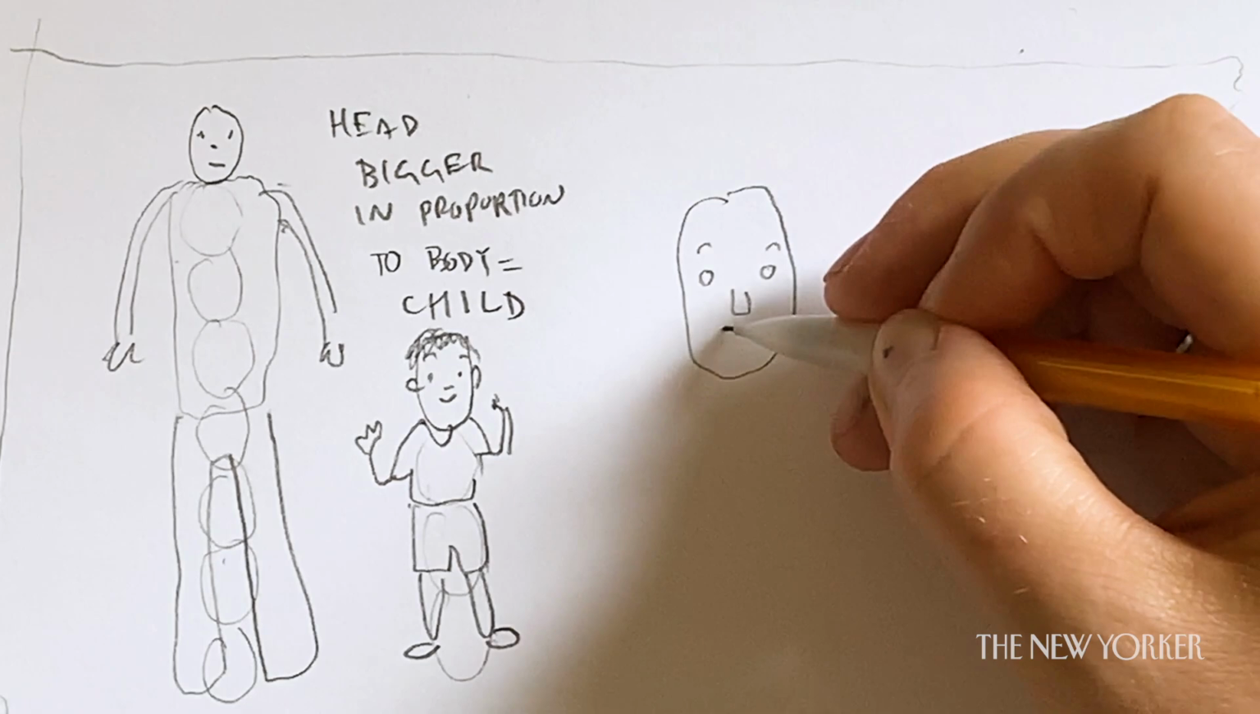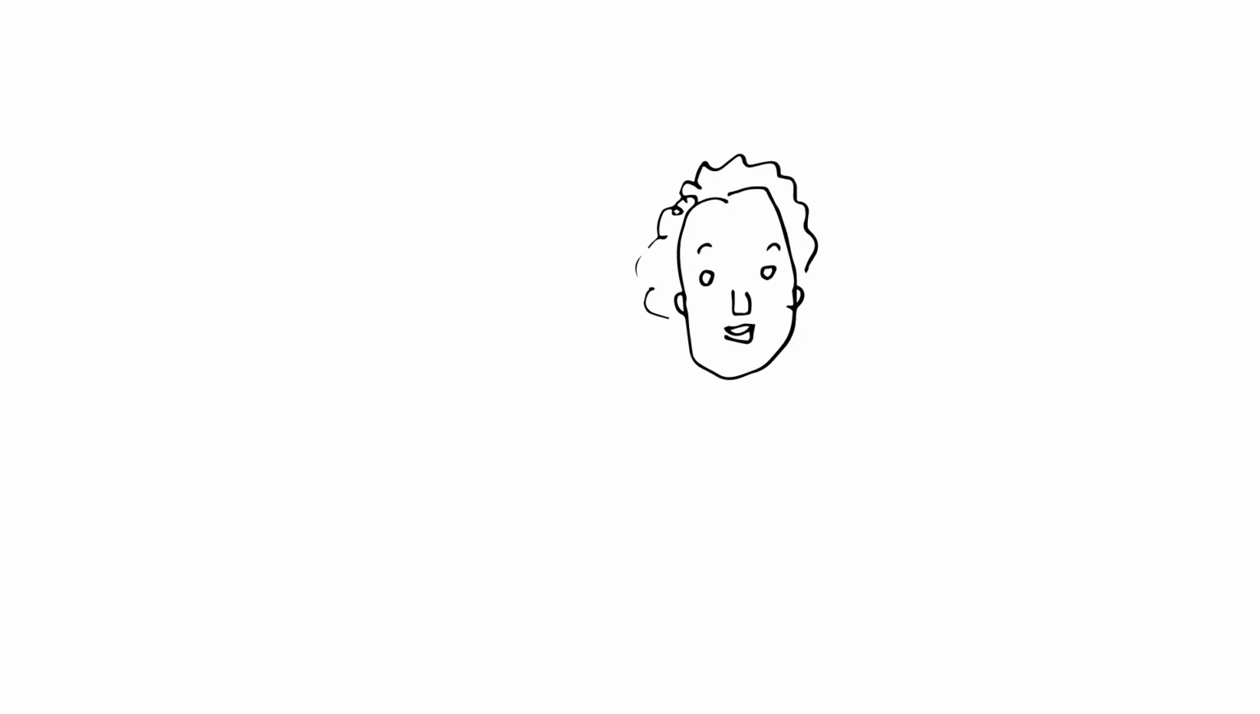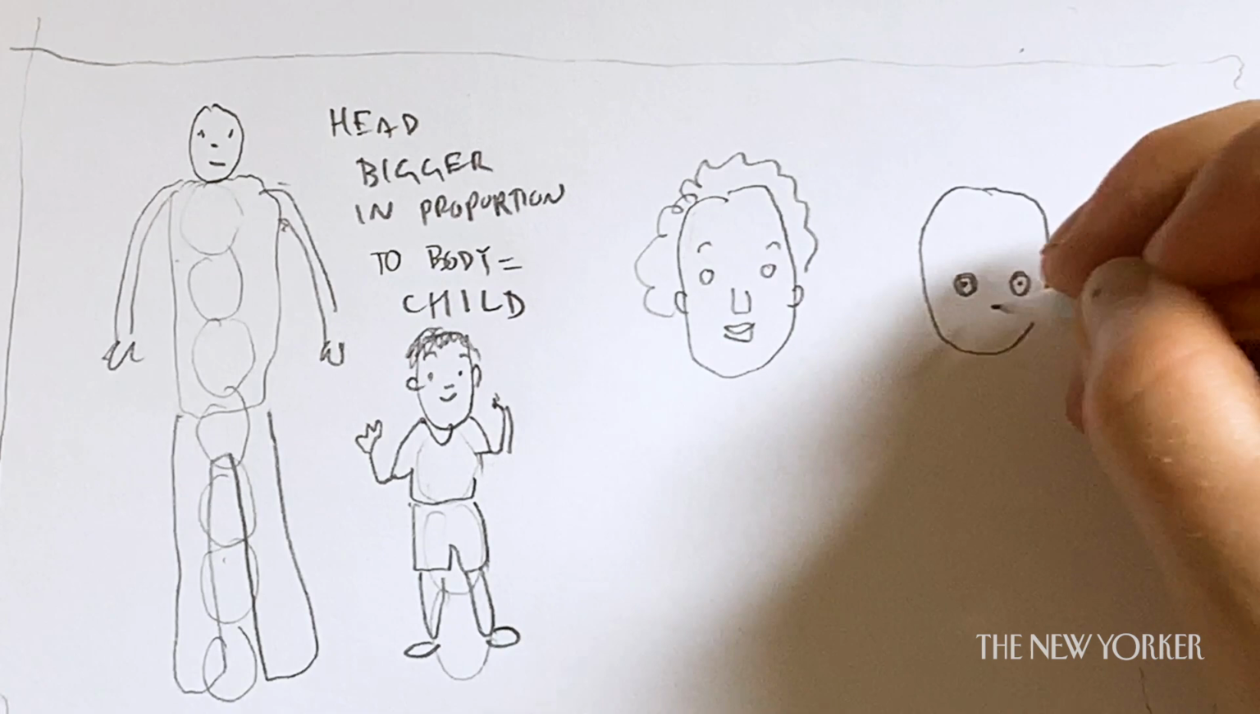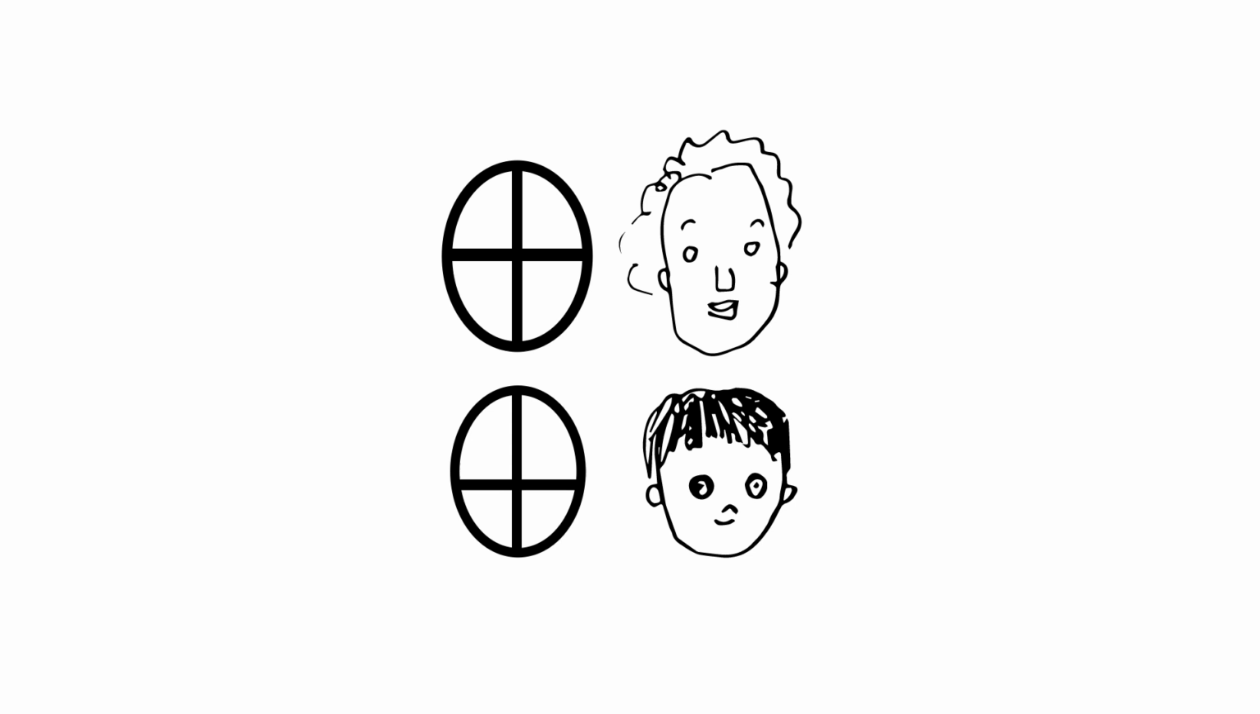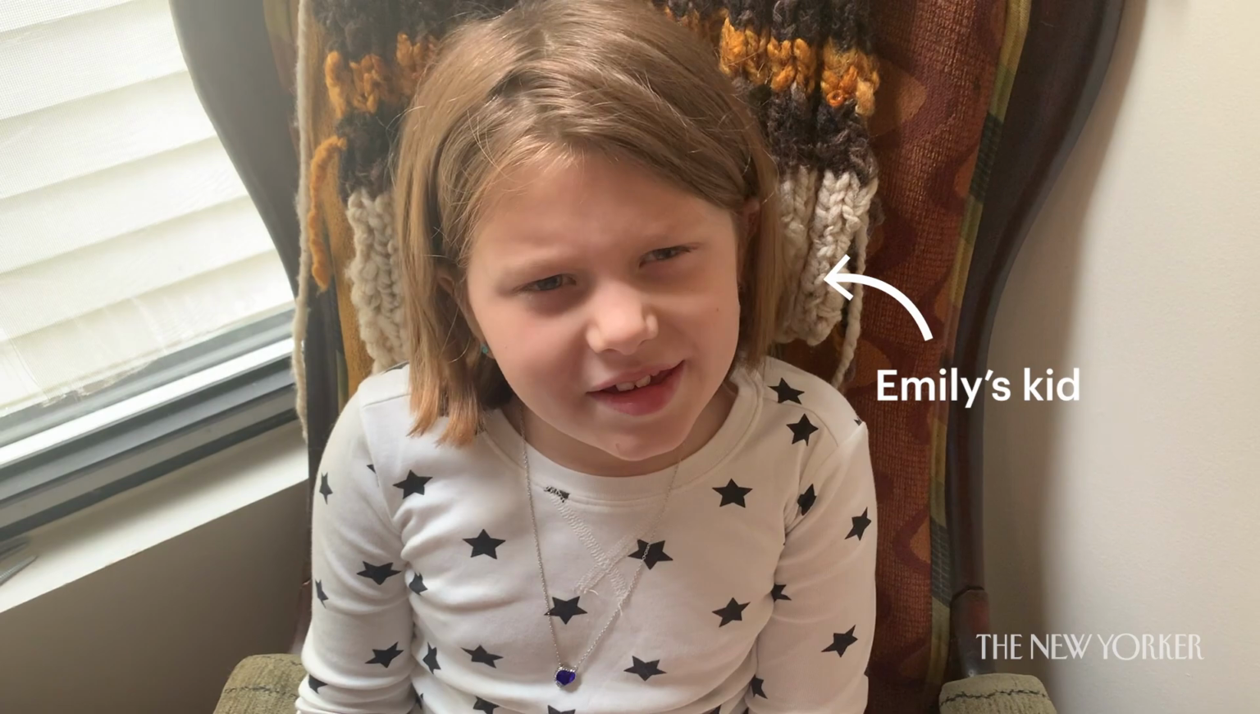There is the face of an adult. The eyes are about halfway down. A child's face generally tends to have bigger eyes, lower down. This helps them stay cute, and the fact that they're cute is what keeps us from murdering them. Hey! That is how you draw a child.